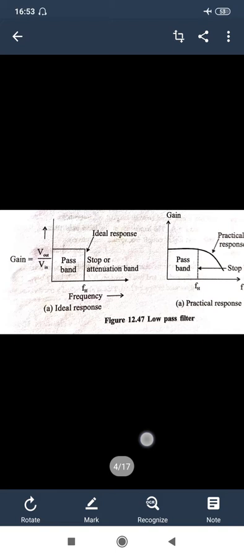From 0 to fh it passes the frequencies, and above fh it stops them. It is called low pass because it passes the low frequencies. The desired frequency is called the cutoff frequency, below which it passes and above which it is attenuated. This is the graph of the ideal response. Here we calculate the gain, output upon input, which is constant from 0 to fh, and after that it attenuates the frequencies.